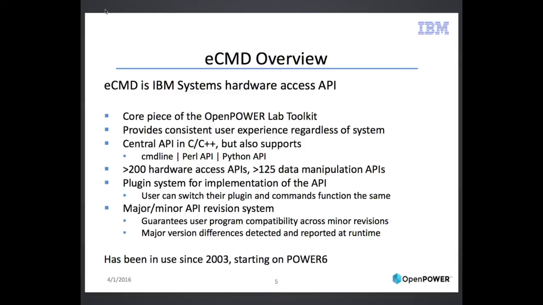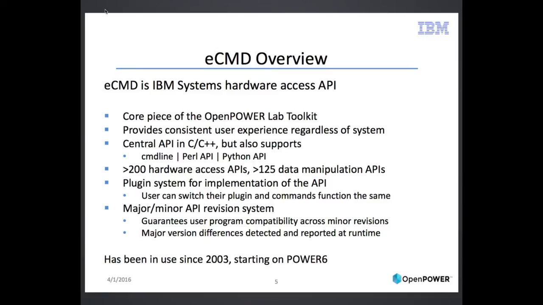And it is designed so that the user can switch between environments pretty easily. You just flip an environment variable to point to a different plugin, and you can switch from running the lab bring up debug code to running against the production firmware and their version of eCommand. And your commands stay the same when you do that, so your get SCOM, whatever it might be, runs the same. And I think we're on version 14 of eCommand now.